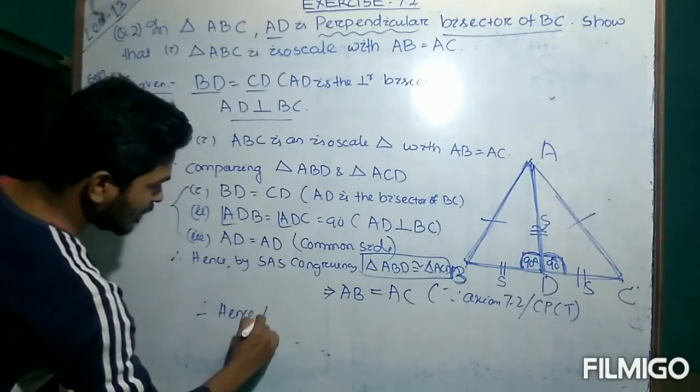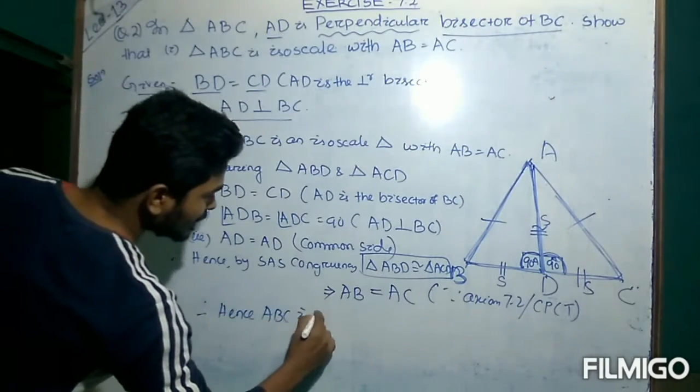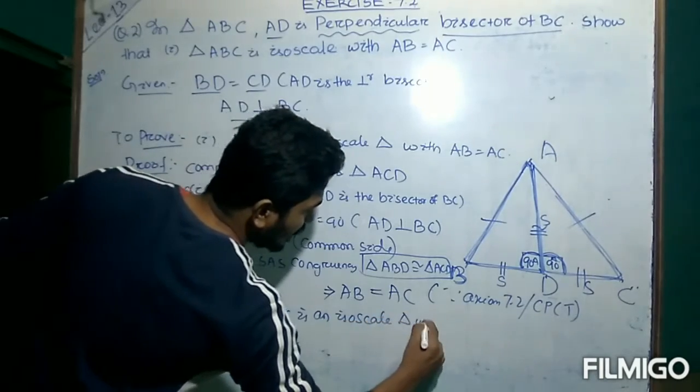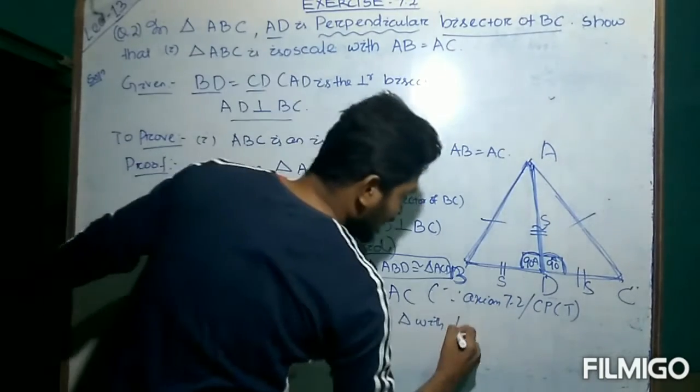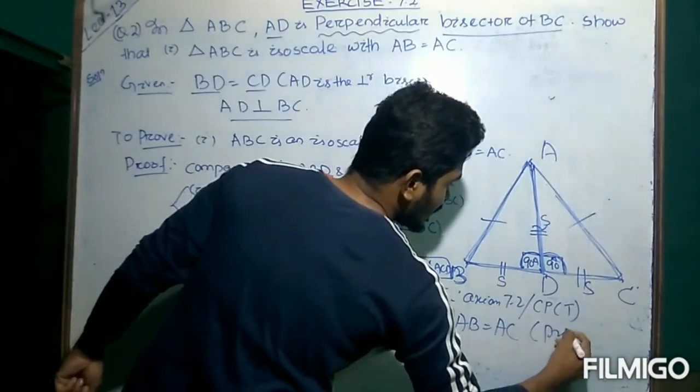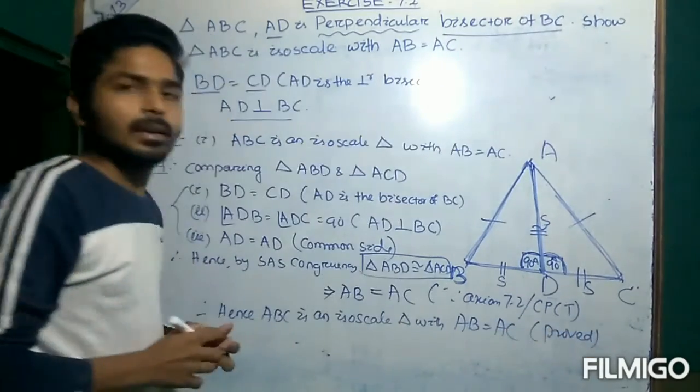Hence, ABC is an isosceles triangle with this side equal to this side, and it is proved now. Understood?